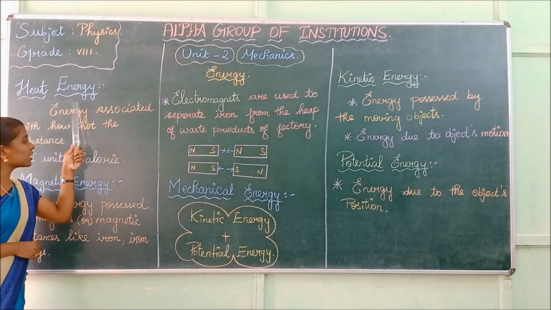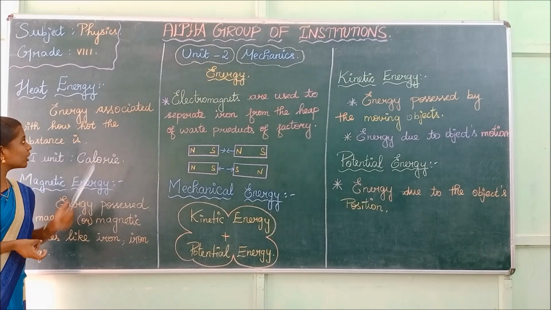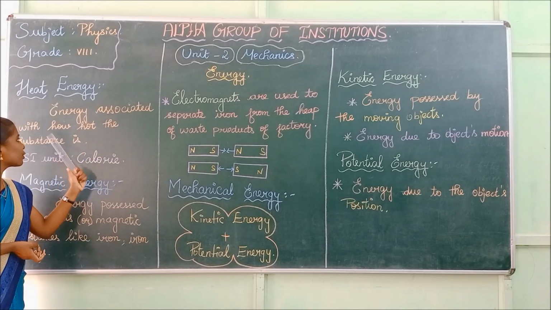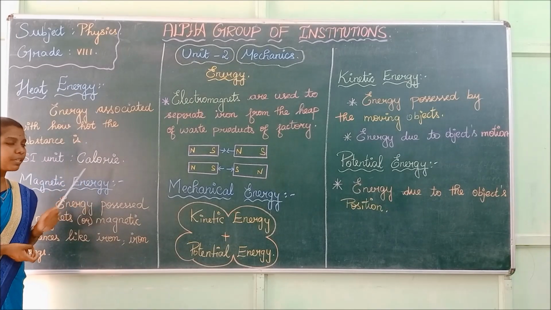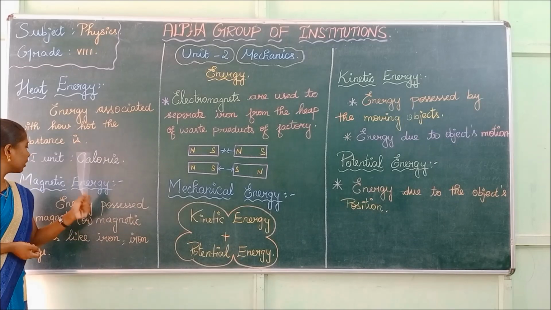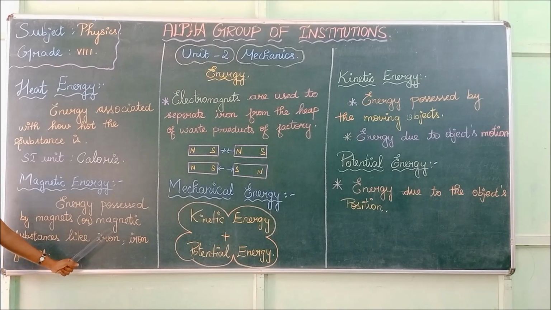We have seen what is heat energy. Heat energy is also called thermal energy. Heat energy is the energy that is associated with how hot the substance is. The SI unit of heat energy is calorie. Next, we have seen what is magnetic energy. Magnetic energy is nothing but the energy possessed by magnets or magnetic substances like iron filings, etc.